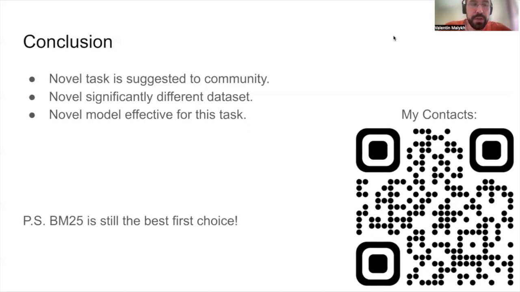And what I'd like to mention is that BM25 is still the best for search. This is a really hard baseline, and I personally recommend using it first for any retrieval task.